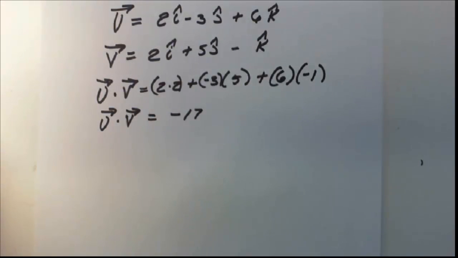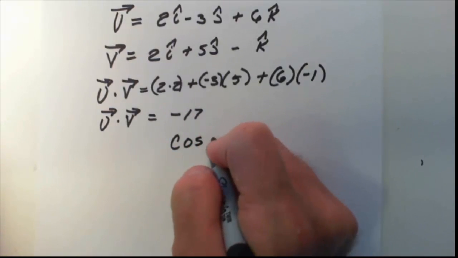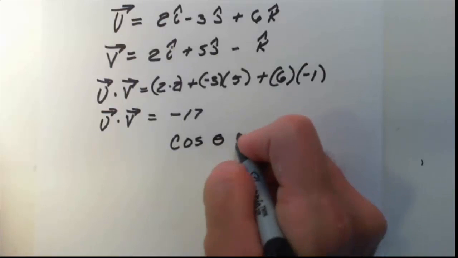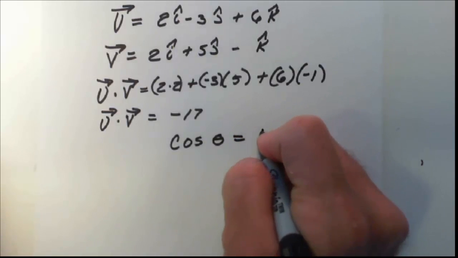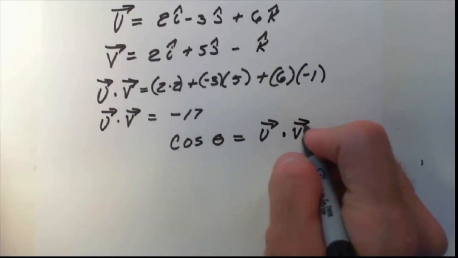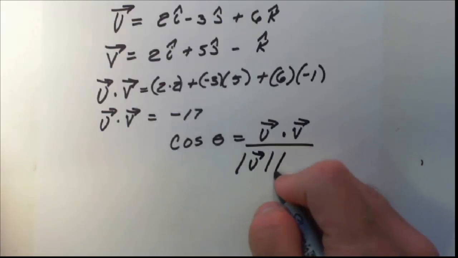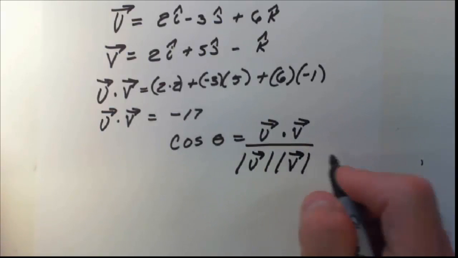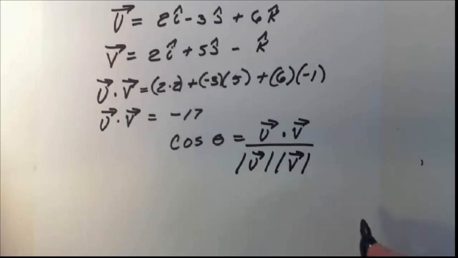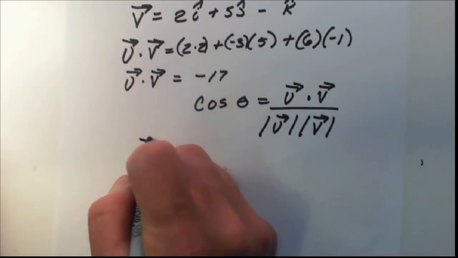This is not a vector quantity. Now, if we want to find the angle between these two vectors, we go back to the equation that the cosine of theta is equal to the dot product of u dot v divided by the magnitude of u times the magnitude of v. All right, so we just need to figure out what the magnitude of this is going to be. So let's find out what the magnitude of u is going to be.